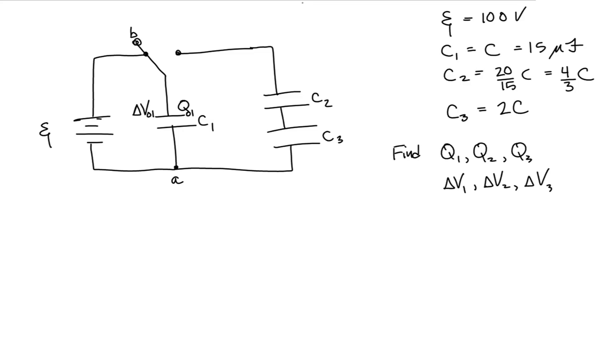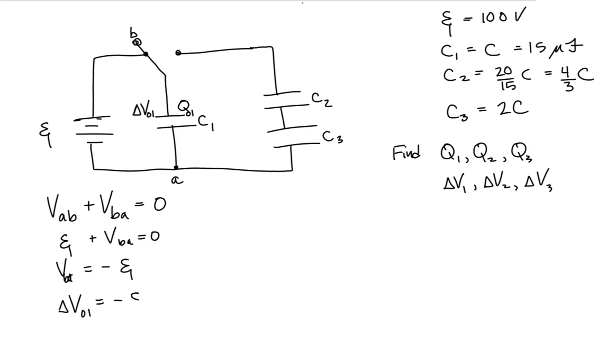Just by using Kirchhoff's loop law, I know the voltage from A to B plus the voltage from B back to A must sum to 0. So the EMF of the battery, the voltage from A to B, plus the voltage from B to A must be equal to 0. The voltage from B to A is equal to minus the EMF of the battery. And that voltage from B to A is just the voltage across our capacitor when it is attached to our circuit. So that's 100 volts.